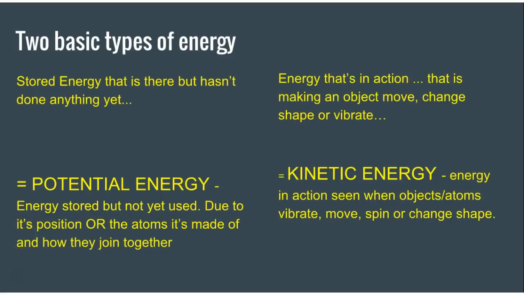So to sum it up, there are two basic types of energy. Potential energy is where energy is stored but we haven't used it yet, and this could be because of where an object is placed. Say it's high up on a hill and could be rolled down, so it's subject to gravity. That gives it potential to fall. Or it could be because of the chemical atoms that are inside it. It could have the potential to explode. That's chemical potential energy. Or you do have kinetic energy, which is energy that's actually in action right now, and we see that when the object either moves or spins or vibrates or changes shape.